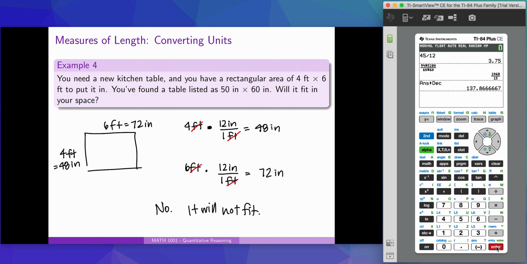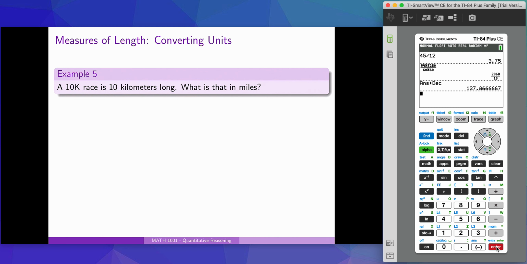All right, so let's convert another one. Let's do another question. So we all have heard of 10K races. A 10K race is 10 kilometers long, but what is that in miles? What would that be in our English system that we're used to thinking about miles? So I need some sort of equivalence to help me. Well, from that beginning slide, I was told that 1 mile is approximately 1.61 kilometers. So I'm going to use that to make a conversion factor.